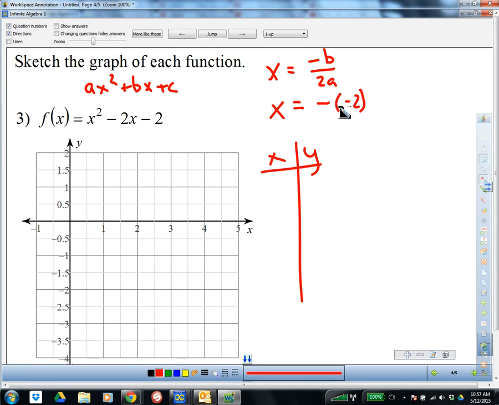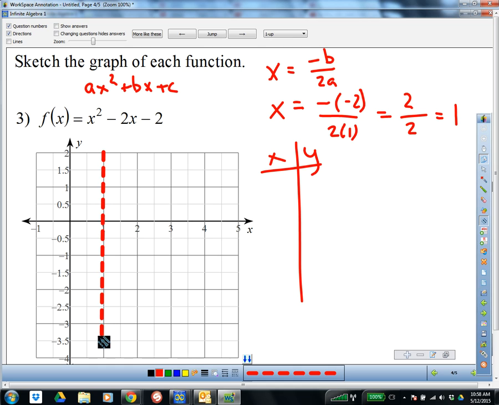Some people don't actually include both of the negatives. That's really important. Okay, 2 times a. A right here is a 1, an imaginary 1. So that is 1. So this ends up equaling 2 on top and 2 on bottom. So that overall is 1. So that tells me that my axis of symmetry is at +1, right, like that.